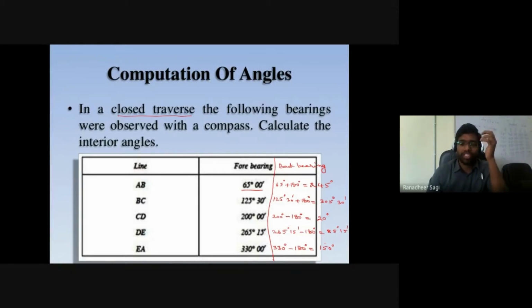Next, we should go on to construct the rough sketch of the traverse. By making use of that rough sketch, we can calculate the included angles at each and every individual station, at station A, station B, station C, station D, station E. So I can calculate the interior angles.